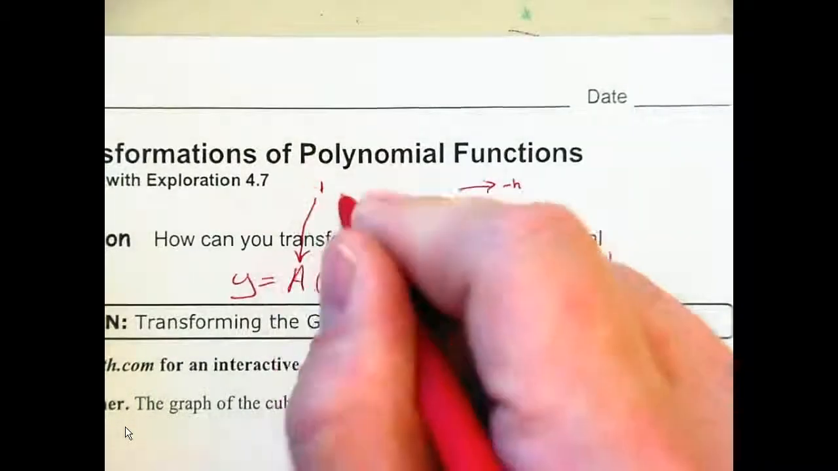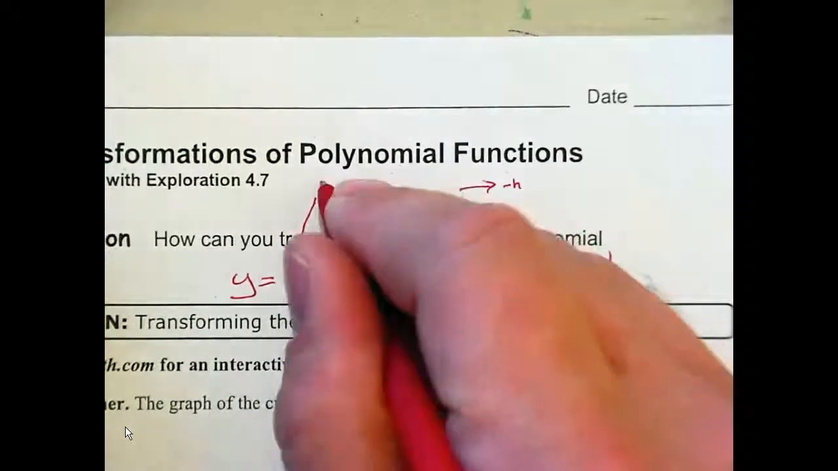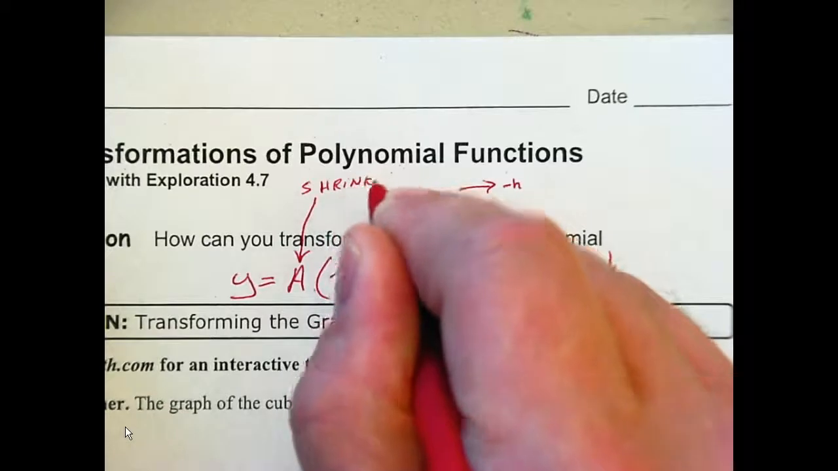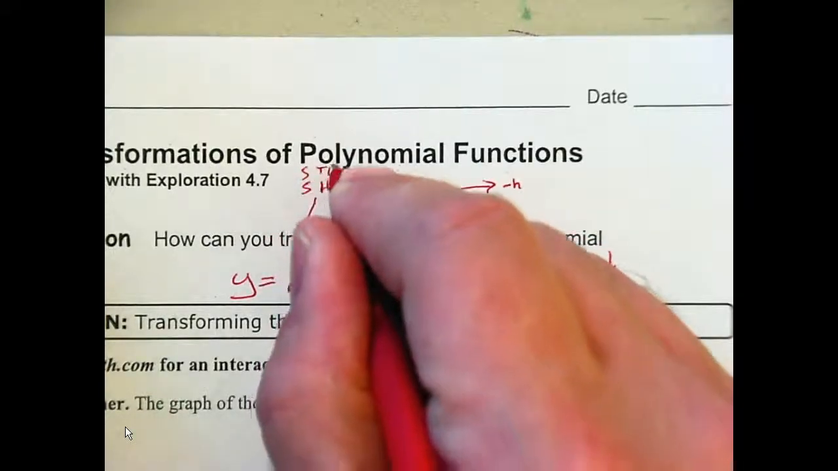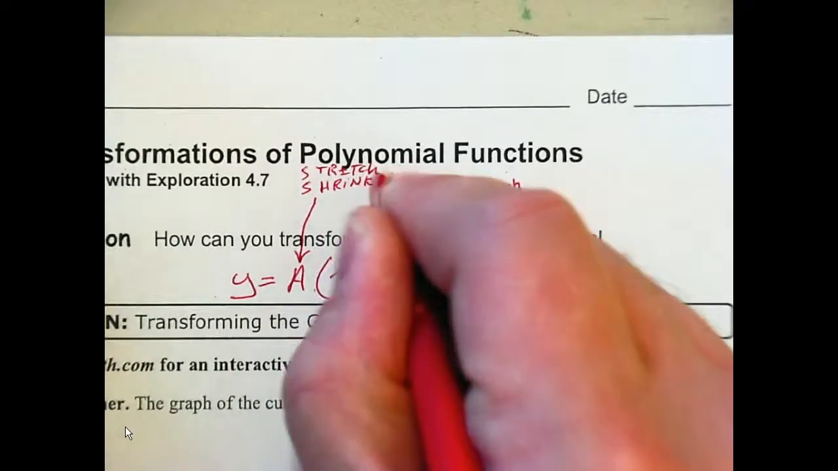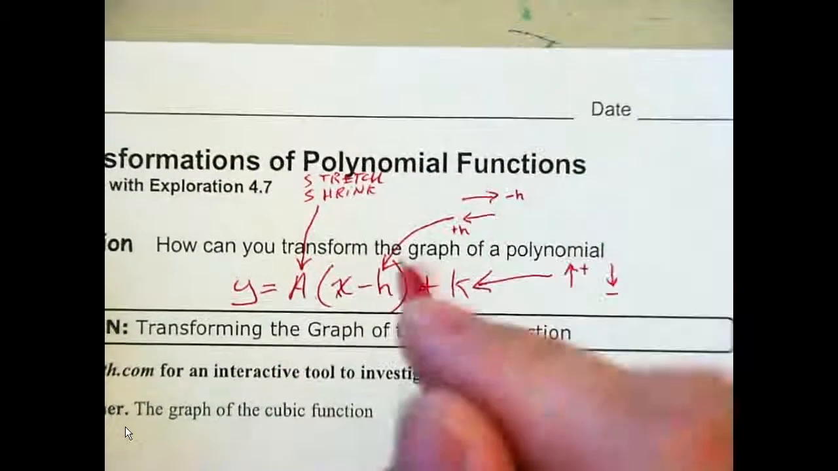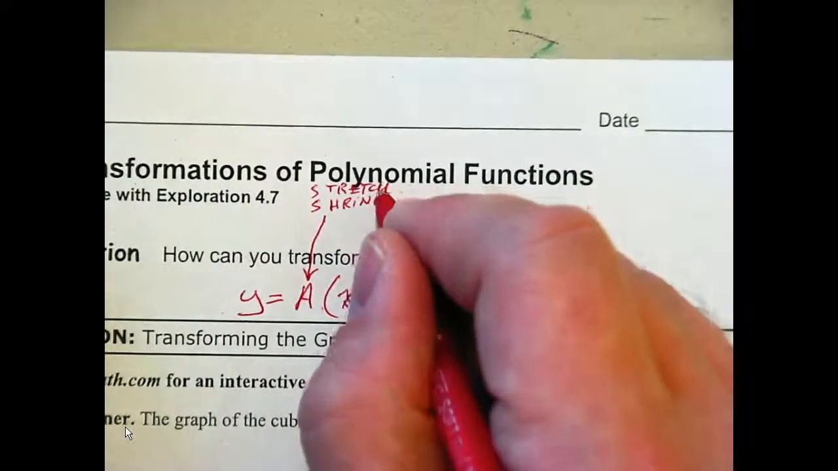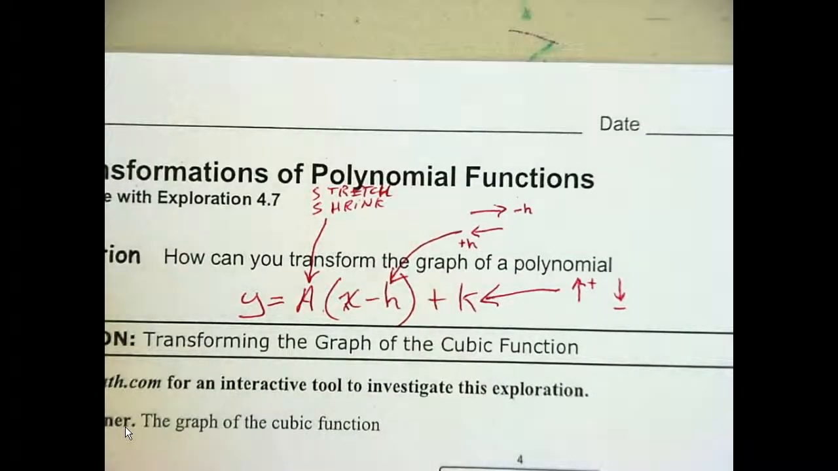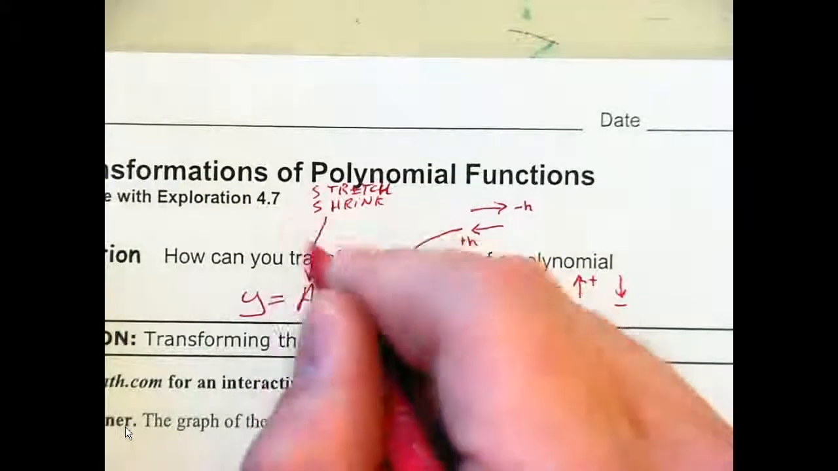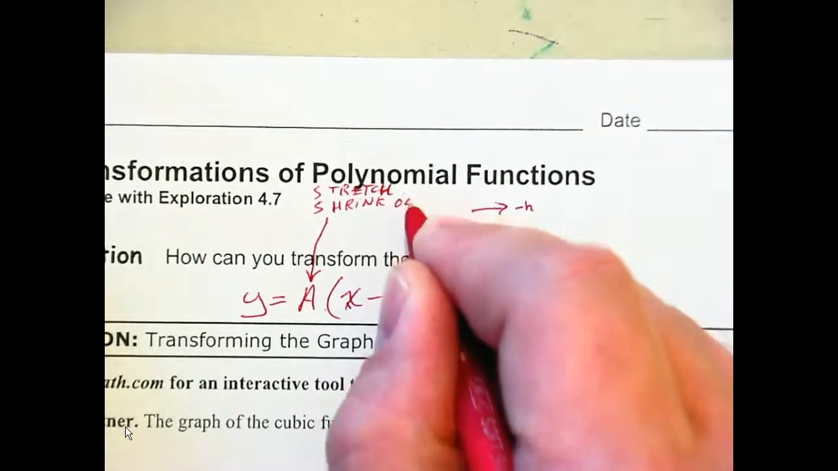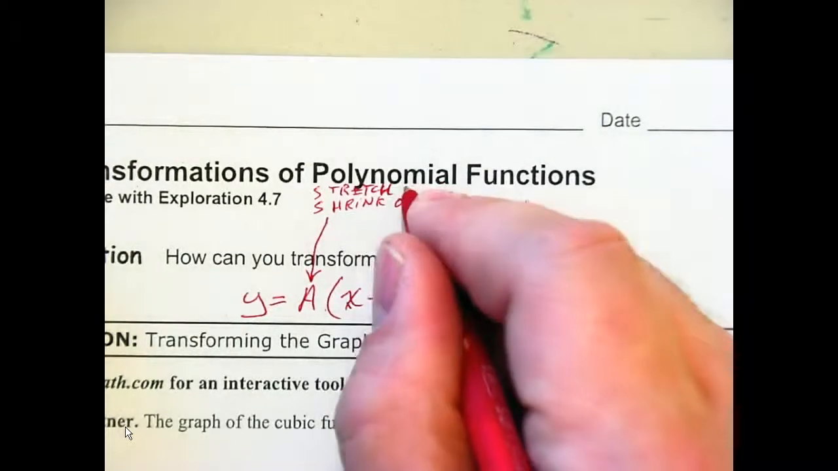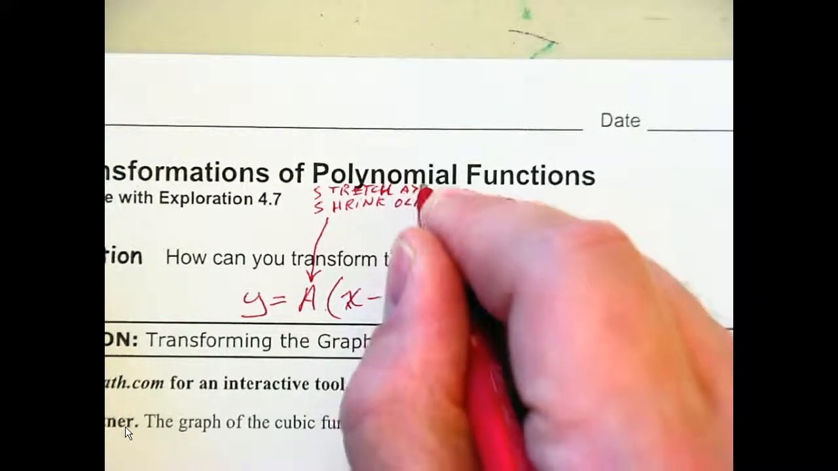The last thing, well, let's write this out. This is a shrink. I'm going to use the textbook terms here: shrink and stretch. Once again, shrink can also be called a compression. It's supposed to say stretch. It shrinks when a is between 0 and 1, and it stretches when a is greater than 1.